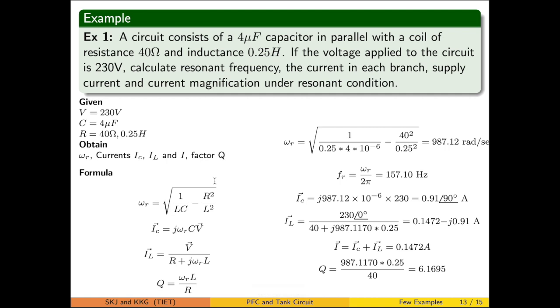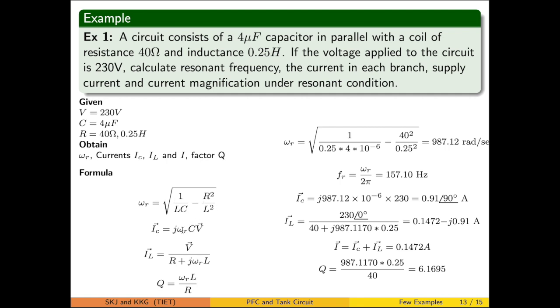Now a few examples are considered. Here, say, a circuit consisting of a 4 microfarad capacitor in parallel with a coil having this particular. So it is simply forming a tank circuit. The applied voltage to the circuit is 230 volt. We have to first calculate the resonant frequency, then the current in both the branches, the supply current, and the current magnification, that means the quality factor under resonance. So it is having a direct formula, omega r is equal to the square root of 1 upon LC minus R square upon L square. So all parameters are specified in the problem. We can calculate the resonant frequency.